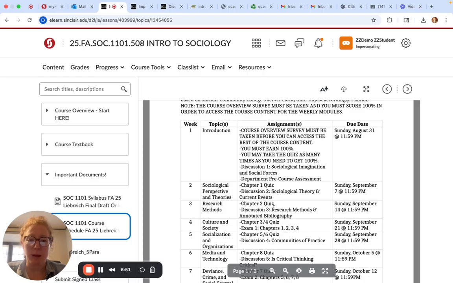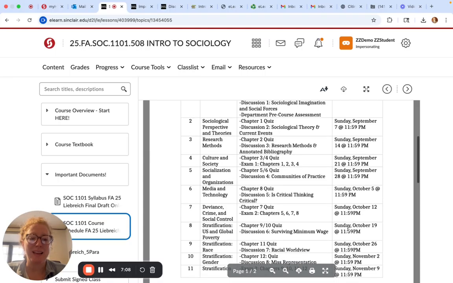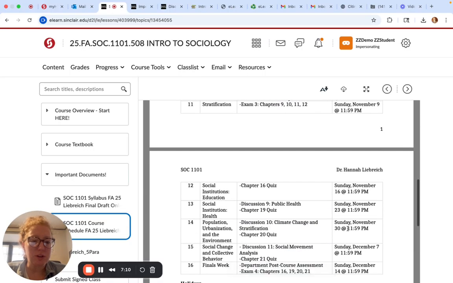And then you see the assignments. So this week, chapter 2 quiz plus discussion 3. And that's due Sunday, September 14th at 11:59 p.m. So here are the due dates. For the most part, everything is due Sunday at 11:59 p.m. And you can even see what date that is. I don't think there's any exceptions.